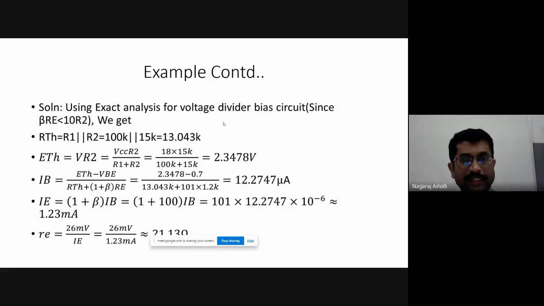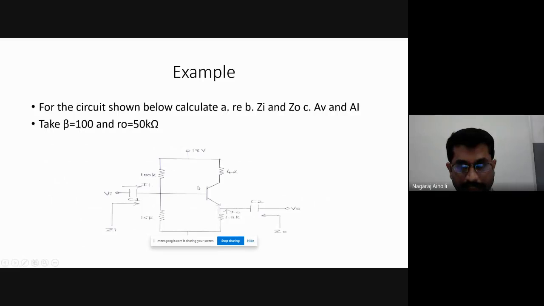Here we are using exact analysis for the voltage divider bias. It is the same analysis that is applicable for the emitter follower circuit using collector resistor, because the circuit is the same. Only this RE resistance is coming. Here the output is taken only from the emitter terminal, but the basic circuit remains the same as that of the voltage divider bias. Hence we are using the exact method of the voltage divider bias here.